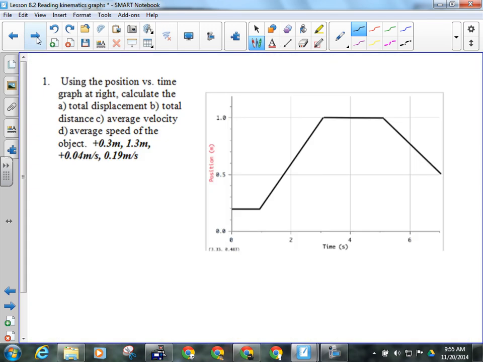Okay, I'm going to hand out this graphing worksheet that's got some graphs on it, just for you to practice, get some experience using different kinds of graphs to find different things.